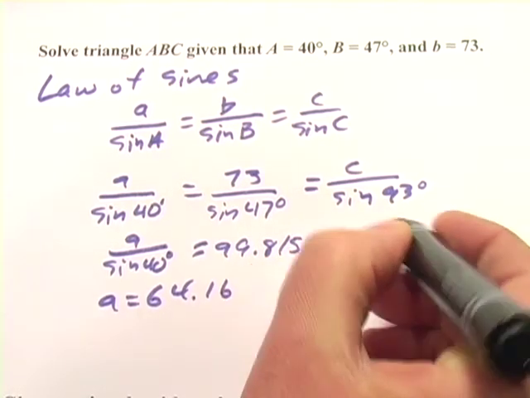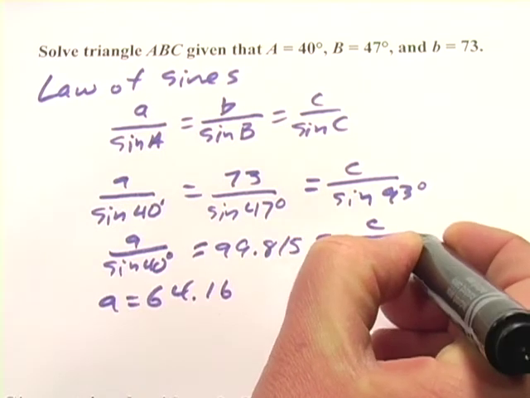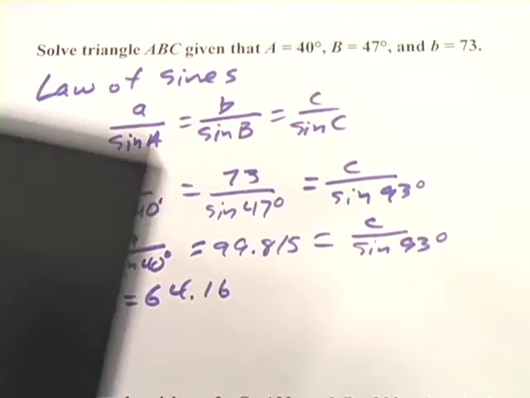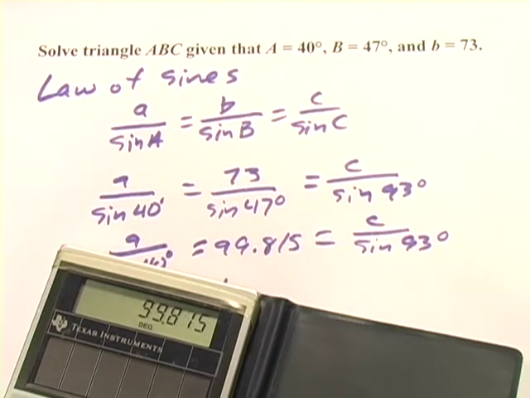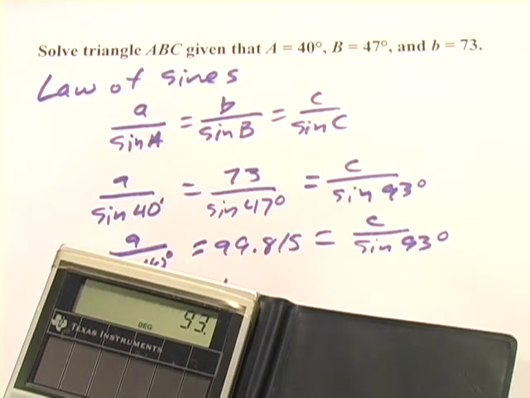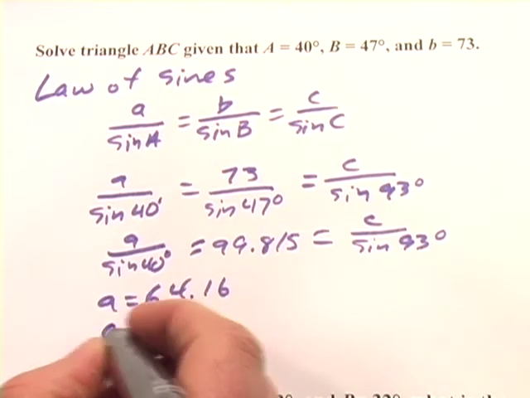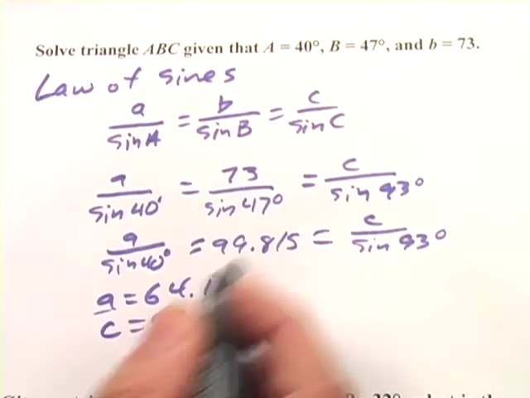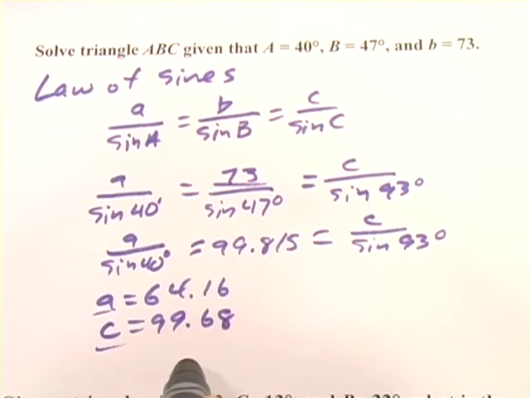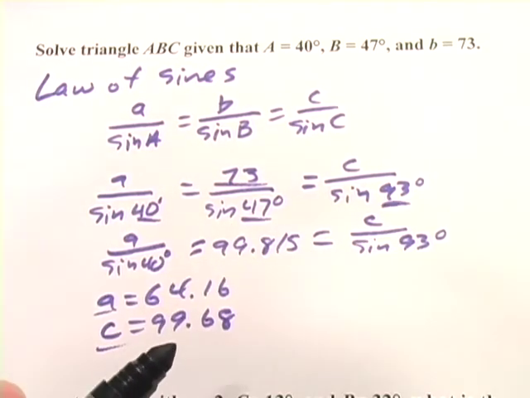All we have to do is multiply that number by the sine of 93 to get C. And it looks like side C is 99.68. And there we go. We've got side A, we've got side B, we've got side C, and we've got all the angles. That triangle is completely solved. Let's try one more.